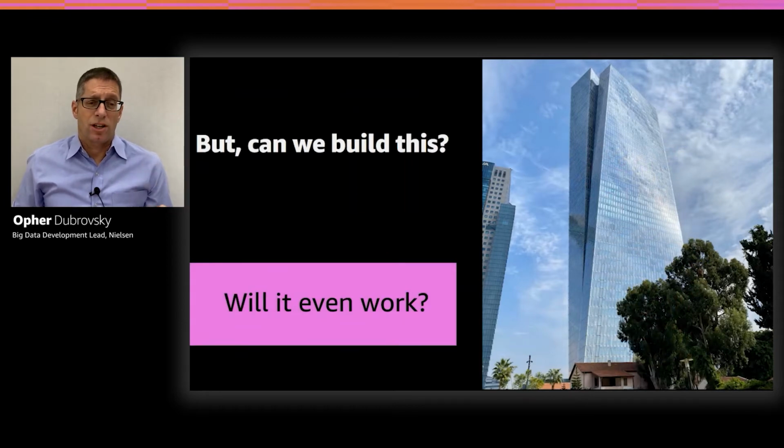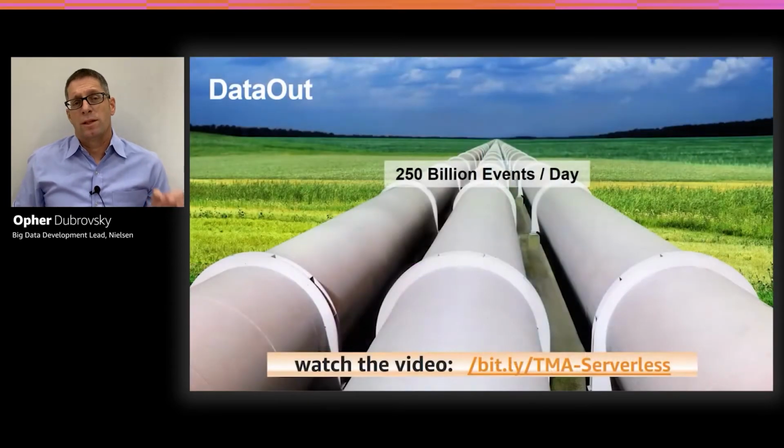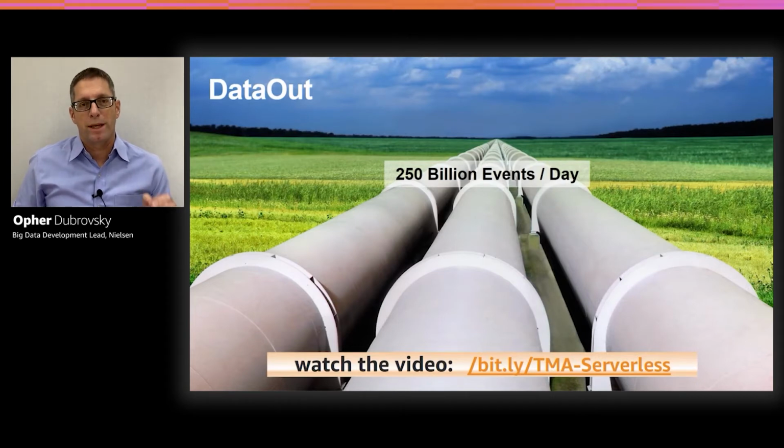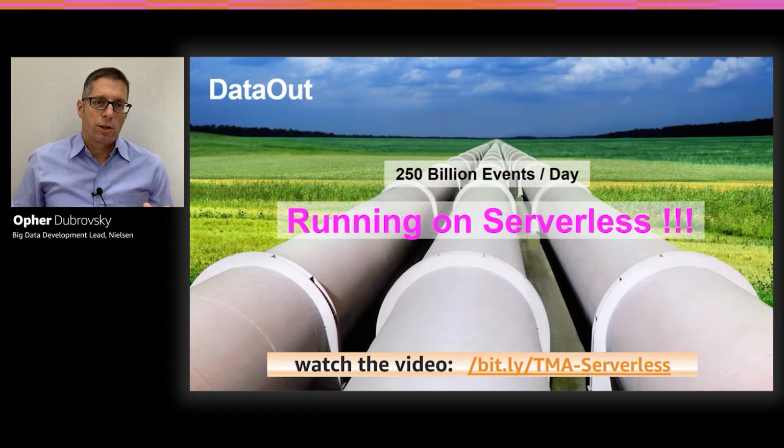So in this talk, we're going to tell you about a system that we've built that does exactly that. We call it Data Out, and it processes up to 250 billion events a day. And the nice thing about it, it's running on serverless. We did a really nice video with Amazon, This Is My Architecture video series. And if you'd like to watch it, you could watch it at the link below, bit.ly/TMA serverless.